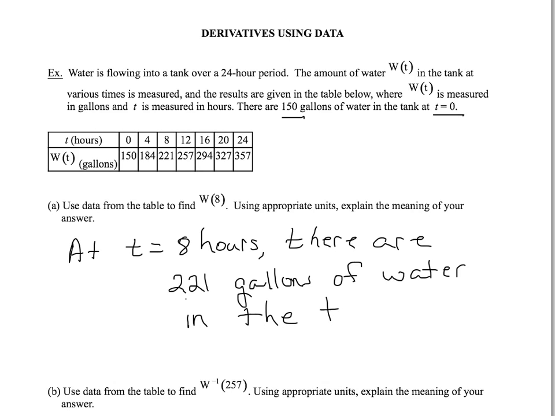Now you have enough room there that you can write out a good answer. It doesn't have to be lengthy, but it says explain what it means using units. So you need to be sure to talk about hours and gallons. I don't know that just t equals 8 would be sufficient. At 8 hours, there are that many gallons of water in the tank. Okay, so that one is done.